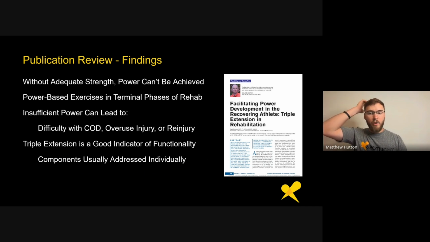where they're doing power specific training, either really fast movements or heavy movements with the bar, and selecting exercises that are going to transfer from the isolation style of rehab into the more complex or compound movements of athletic movements, doing things like jumps or Olympic movements, were a couple examples that he was providing for that. He made the argument that insufficient power can lead to difficulty with change of direction.